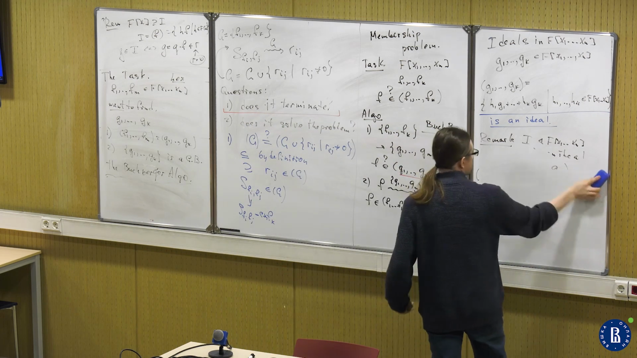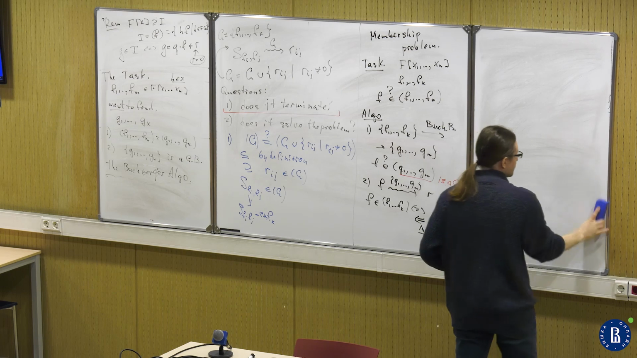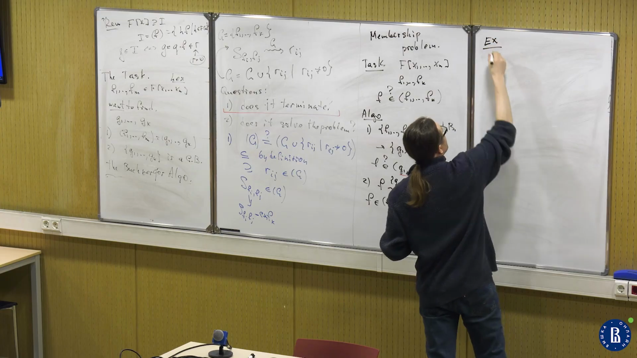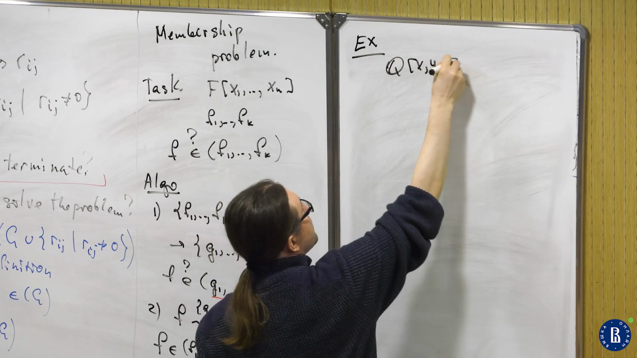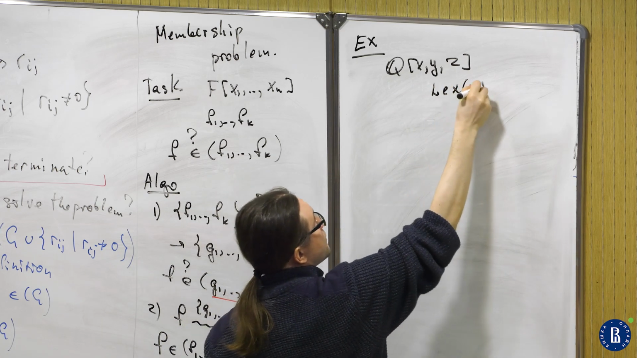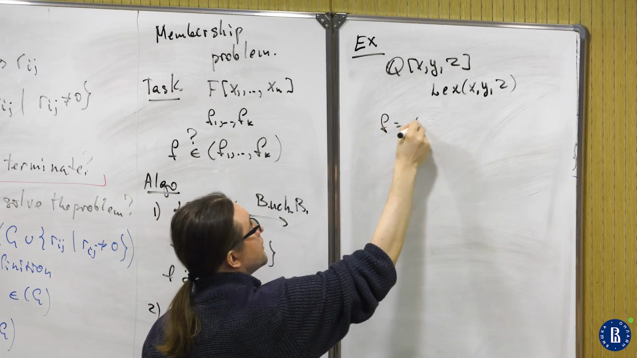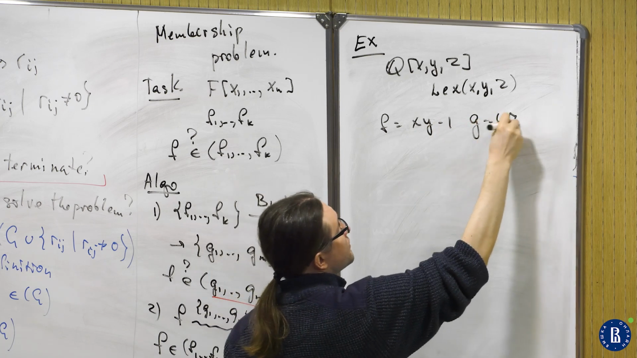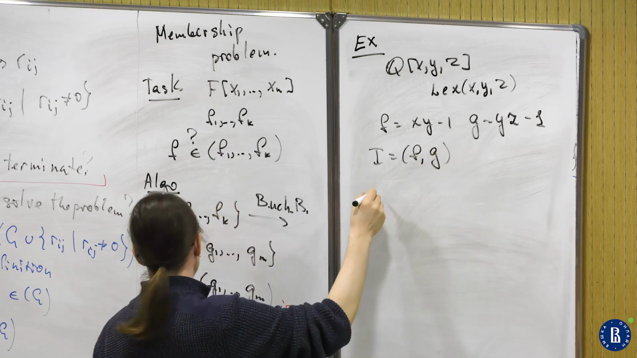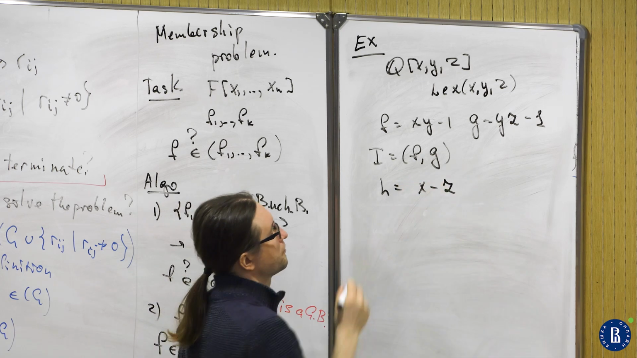Just in case, let me demonstrate this effect. I think it's useful to know why you cannot solve this problem without a Gröbner basis. So an example: let's take Q[x, y, z], and the lexicographical ordering with x, y, z in this order. And we take f to be xy minus 1, g to be yz minus 1, and the ideal is generated by f and g. And let's say h is x minus z.